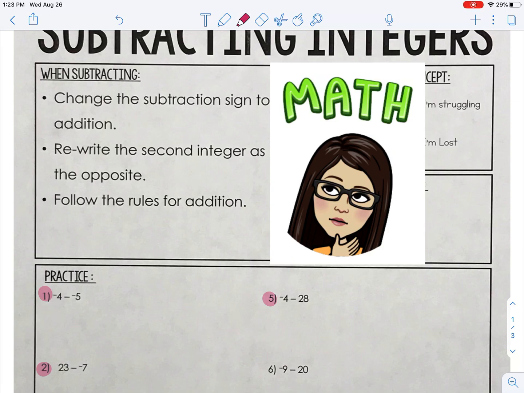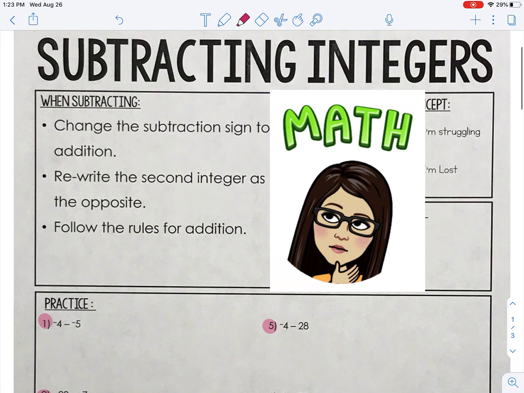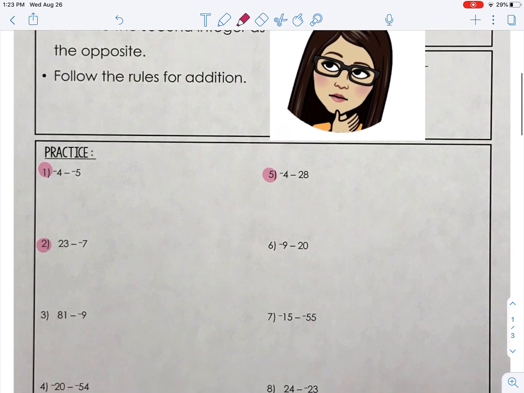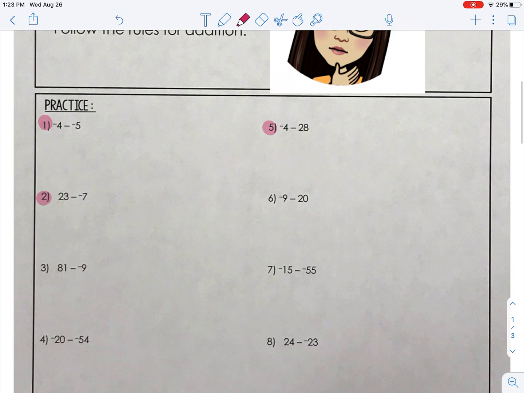Today we're going to talk about subtracting integers. And I am going to do a few of these problems with you for your notes. I'm not going to go in order, and I'm only going to do 3 of them. So let's start with number 5.